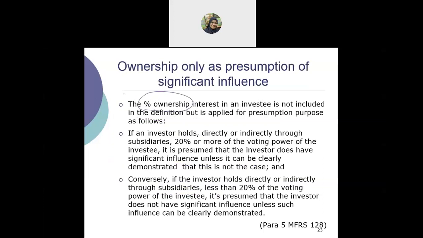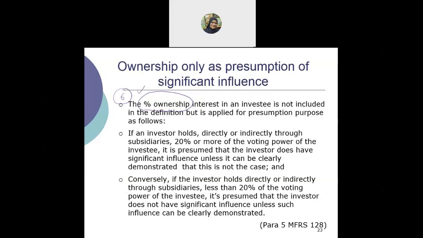This is another criteria, number 6. But most of the time we are using this criteria to check whether your investment has a significant influence or not. The percentage of ownership interest in the investee is not included in the definition, but it is applied for presumption purposes. So we're going to use the percentage of ownership.